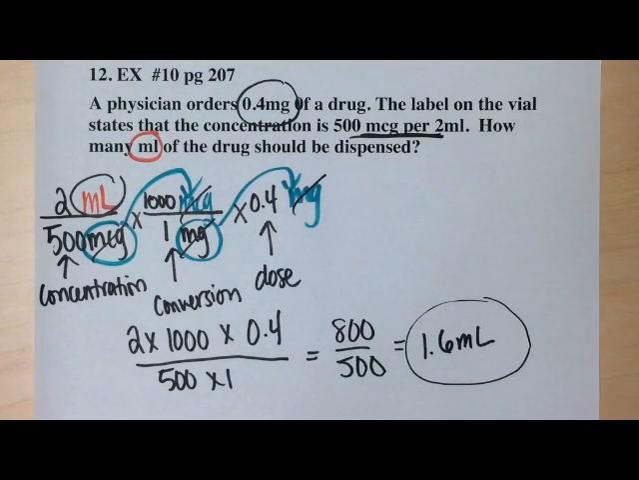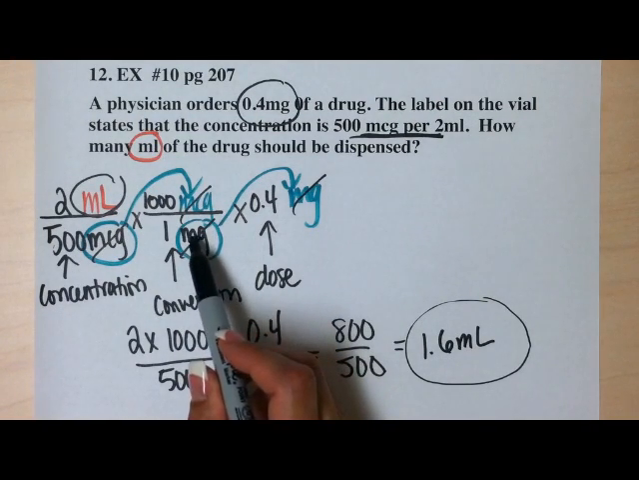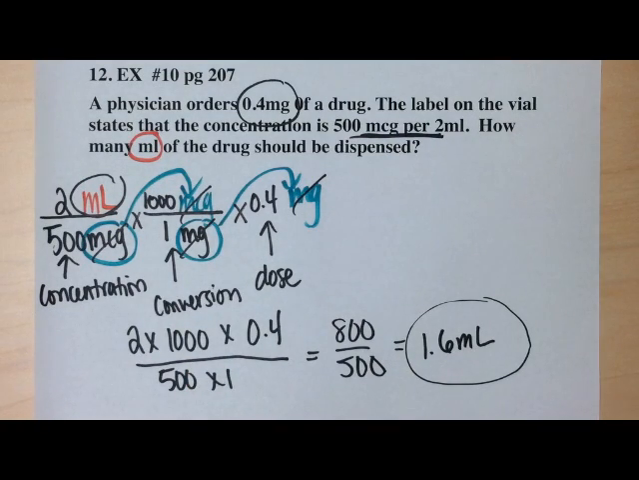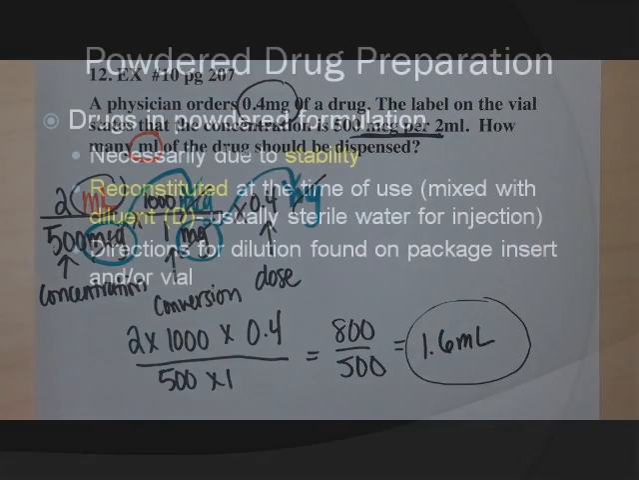Now remember, you're going to always start with the concentration of the vial. You may have to use a conversion factor if you need to bridge between units. And then the last portion that you incorporate is the dose itself. So this is an example for parenteral dosing.